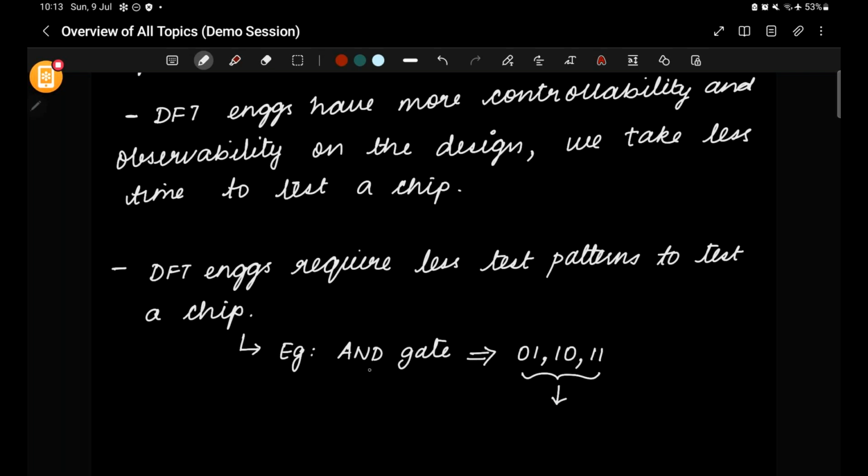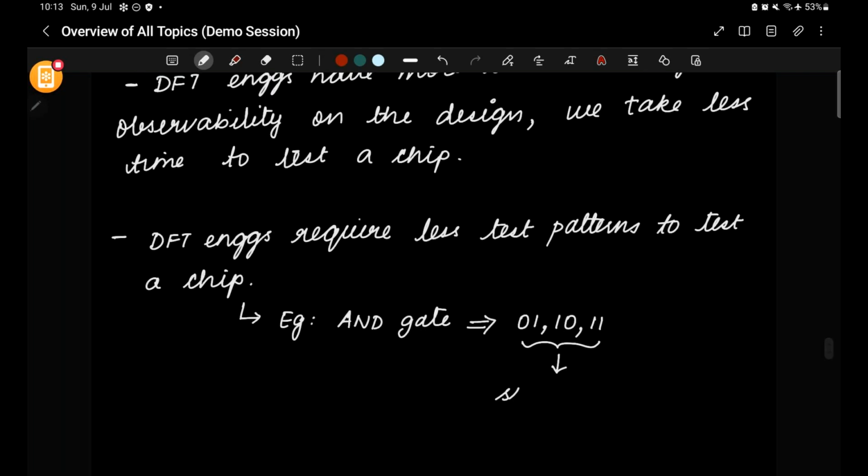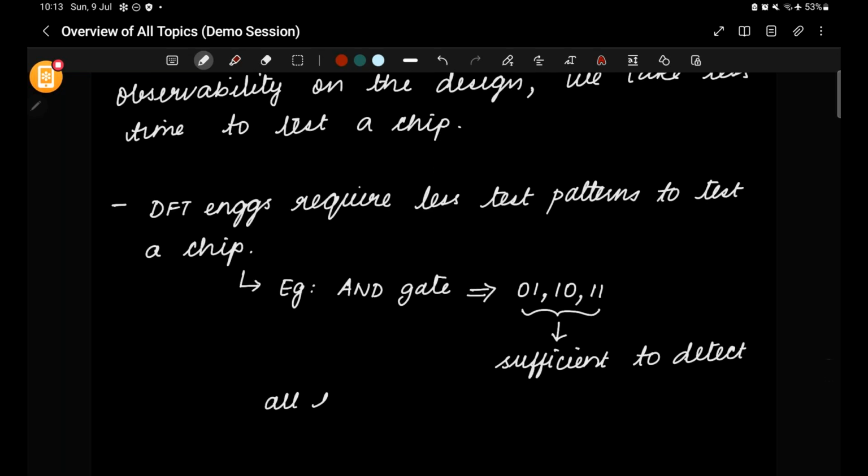So for an AND gate, 0 1, 1 0, 1 1, these three patterns are sufficient to detect all possible manufacturing defects in this AND gate.